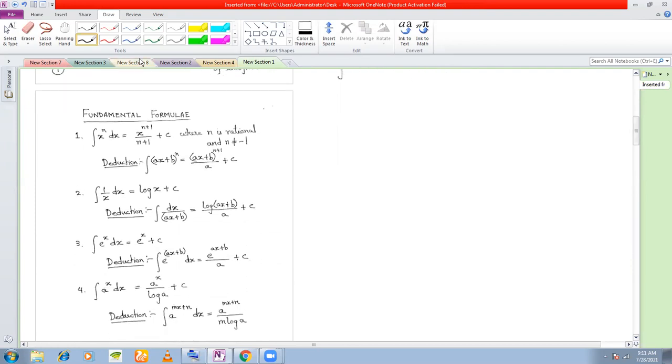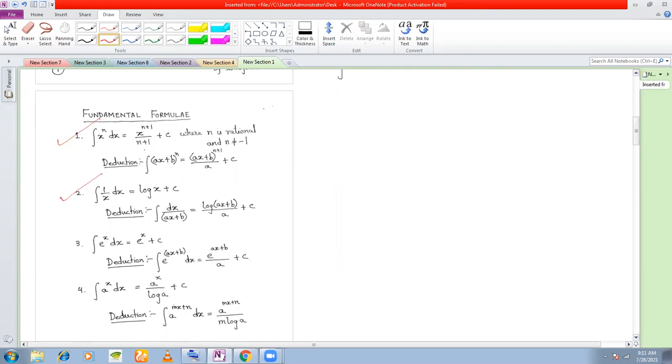Now these are some fundamental formulas that you want to remember. I will send you this very soon. Integral x to the power of n dx is equal to x to the power of n plus 1 by n plus 1, plus c. Integral 1 by x dx is equal to log x.